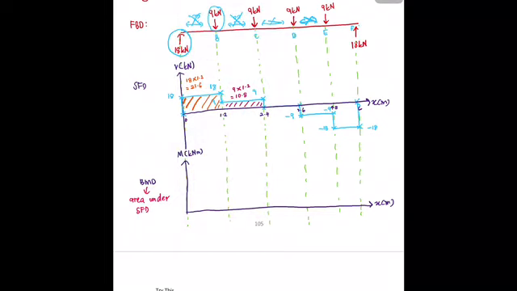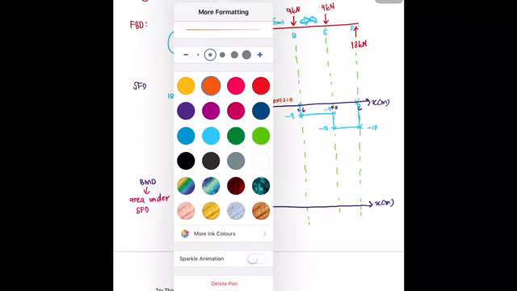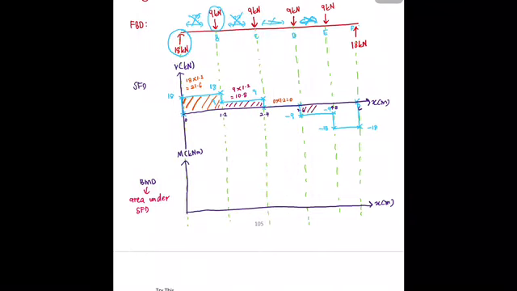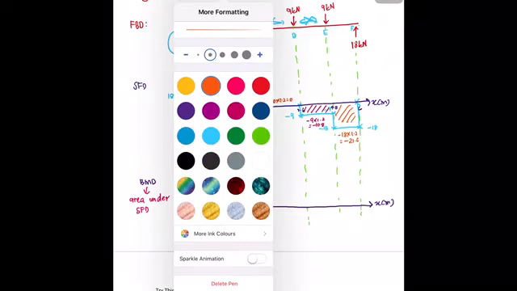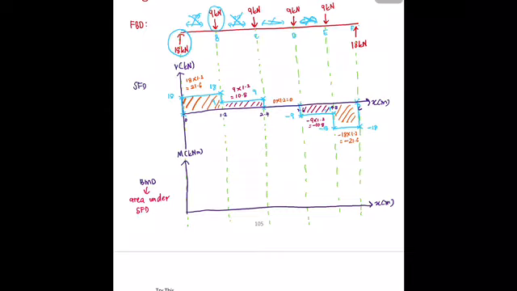Then this one, what's the area? 0 times 1.2 is equal to 0, no area. And then the area of this one, negative 9 times 1.2 is equal to negative 10.8. And the last segment, negative 18 times 1.2 is equal to negative 21.6. So you have to take the negative value. Once you have all the area values, then you are ready to draw the bending moment.